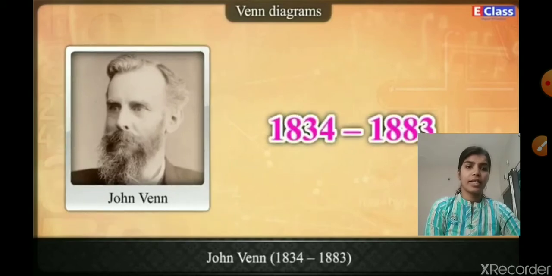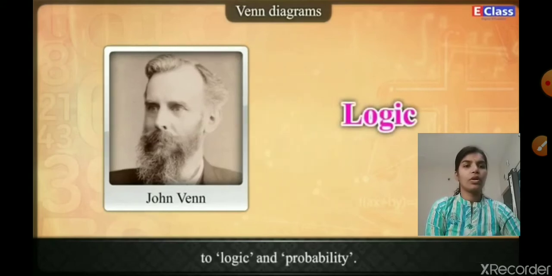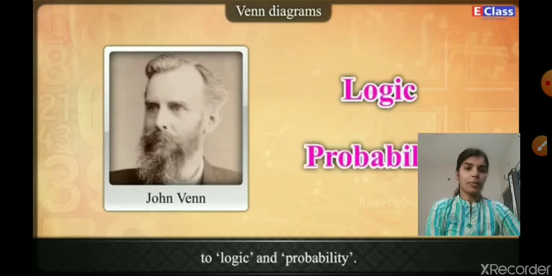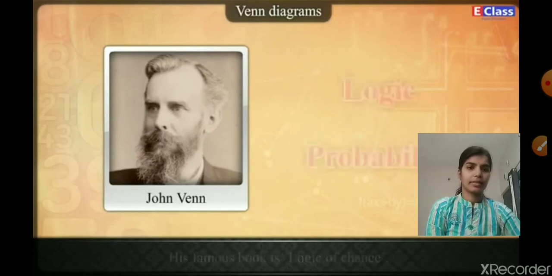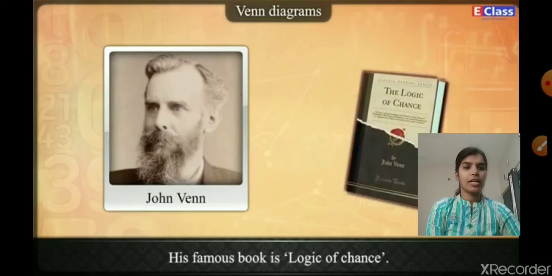John Venn is the British mathematician who invented the sets. John Venn is the first mathematician who gave the mathematical form to logic and probability. His famous book is Logic of Chance.